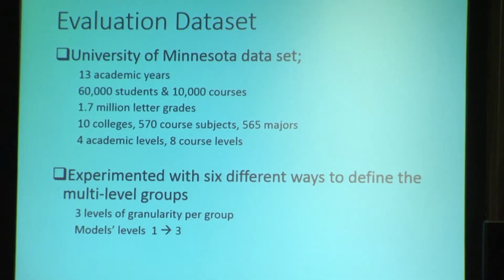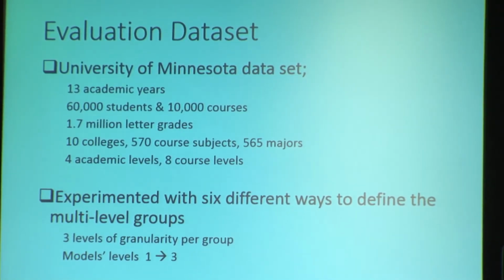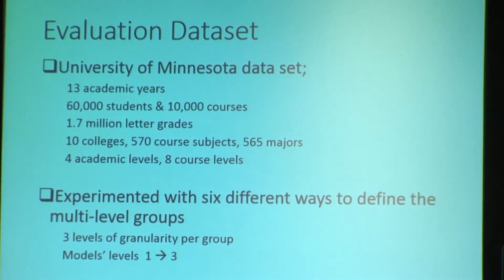So we evaluated this technique using a data set that was obtained from the University of Minnesota. This data set spanned about 13 academic years. It had about 60,000 students and over 10,000 courses. It had a reasonable amount of student and course academic features. We experimented with six different ways to define the student and course multi-level, multi-granularity groups.